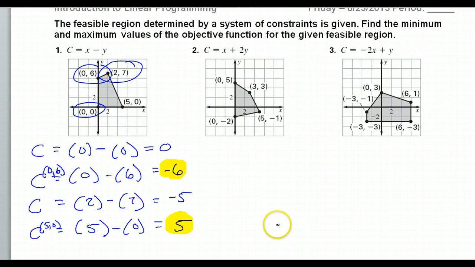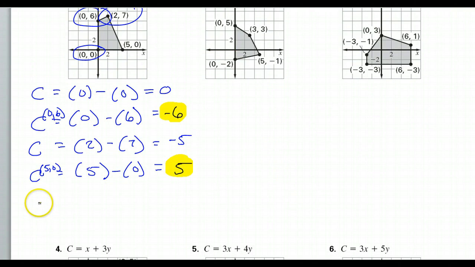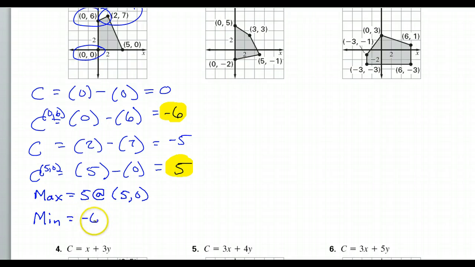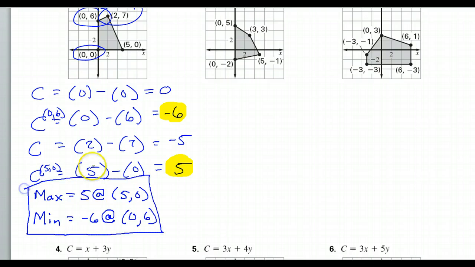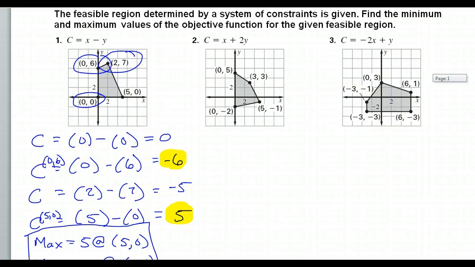Very important. So in our final answer, we're going to say this. The maximum value is 5, and we get that at 5, 0. And the minimum value is negative 6, and we get that at 0, 6. So that's how you will record your final answer. Let's practice that a couple more times.